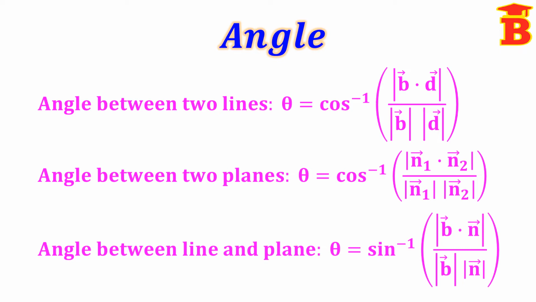Next, angle between line and plane: theta equal to sin inverse of modulus b vector dot n vector divided by modulus b vector into modulus n vector. For the angles between two lines and between two planes, we have to take cos inverse, and only for the angle between line and plane we have to take sin inverse.